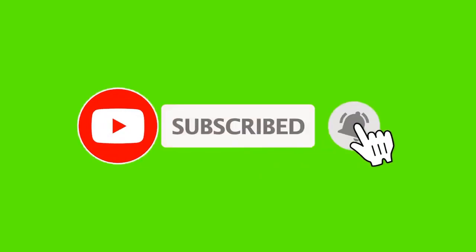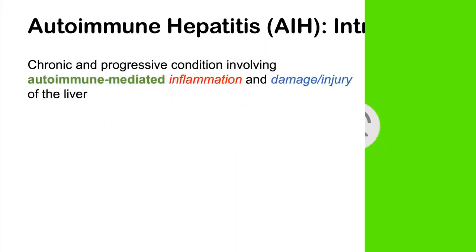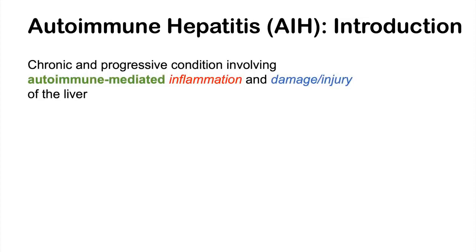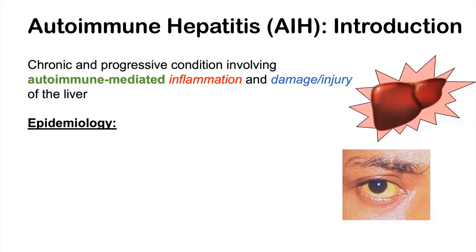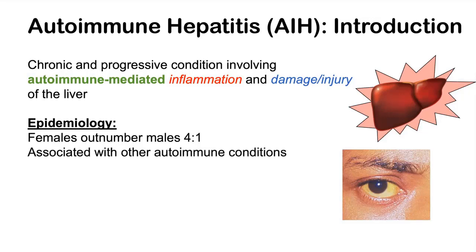Autoimmune hepatitis is another form of non-infectious cause of hepatitis, also known as AIH. Autoimmune hepatitis is a chronic and progressive medical condition involving autoimmune mediated inflammation and damage or injury to the liver. And I will be discussing the epidemiology, which is the demography of the disease. It's more common among women, that is females outnumber males 4:1. It's also associated with other autoimmune conditions.